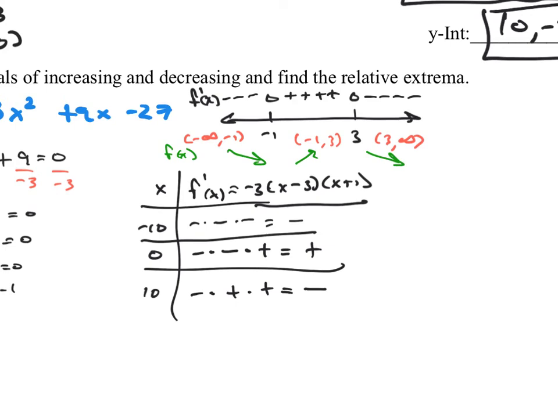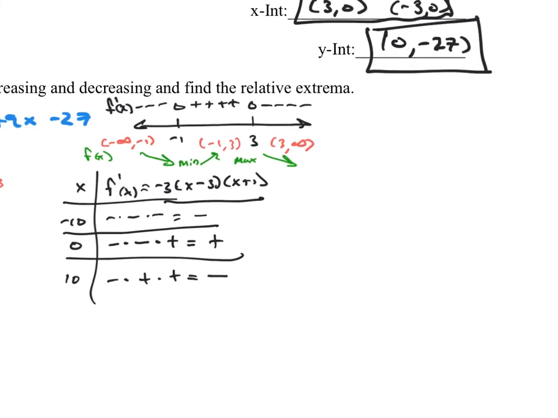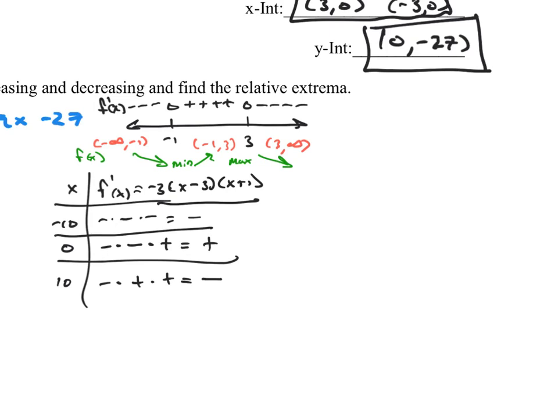The second part is I know from the first derivative test where I go from decreasing to increasing, I have a minimum, and where I go from increasing to decreasing, I have a maximum. So whatever my point is when x equals -1, that's a minimum, and whatever my point is when x equals 3, that's a maximum. So in fact, let's go ahead and find those points. And the way that I find those points is, remember, I have to plug them into the original function.